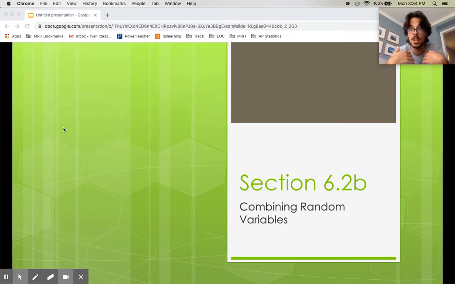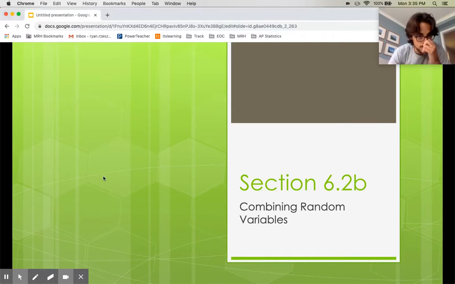What's going to end up happening in this lesson is instead of just having one random variable, I'm going to take two separate random variables and I'm going to smash them together and combine them somehow to get a new random variable. So rather than doing numbers on a single random variable, we're going to take two random variables and combine them. And the rules for that scenario are different than the ones from last time.